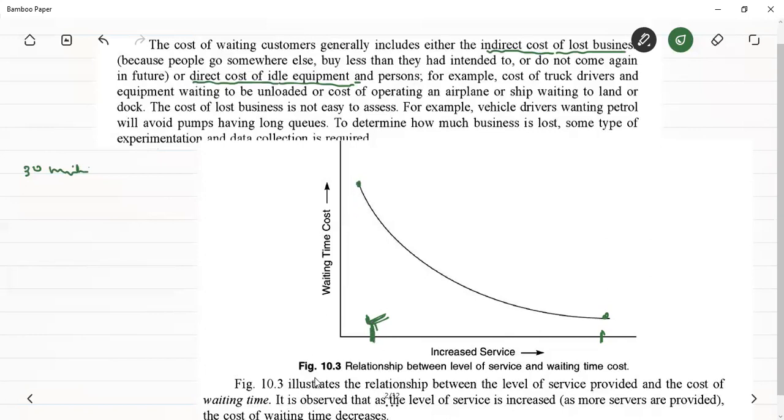So you can see that this illustrates the relationship between the level of service provided and the waiting cost. If there is good service, there will be less waiting time cost. Here you can see that it is observed that as the level of service is increased, the waiting cost is going to decrease.